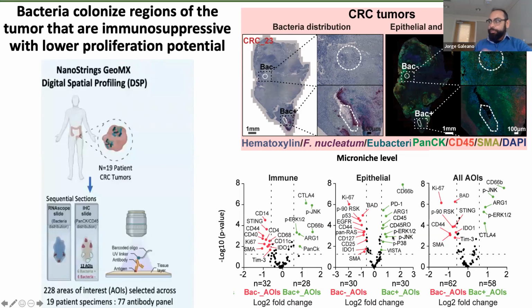And in this technique, we can also measure phosphokinases like phospho-ERK and phospho-Janus kinases, suggesting the signaling pathways that are activated in these particular regions. We also found that in these regions that are enriched with bacteria, there is also downregulation of Ki67 and P53, meaning that bacteria coincide with cancer cells that are highly transformed and may have higher metastatic potential and resistance to chemotherapies.